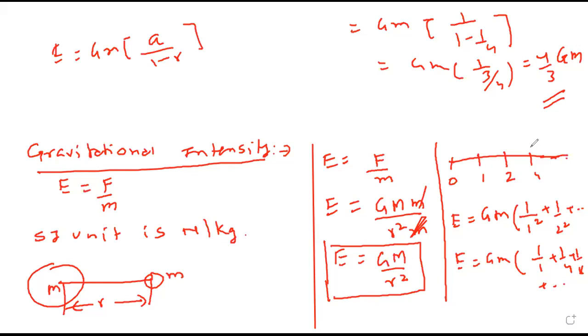The sum of n terms in GP, also written properly, is a upon 1 minus r.